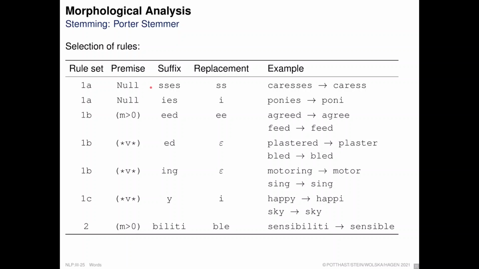So for instance, in this case, in case of a suffix of this form, this suffix will be replaced with this form. An example is here, caresses. The suffix as specified by the rule will be replaced by what is in the consequent of the rule. Here's another example. This kind of suffix will be replaced by this. Ponies will lead to pony.